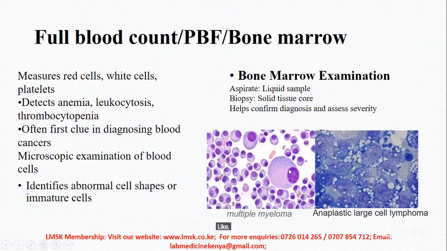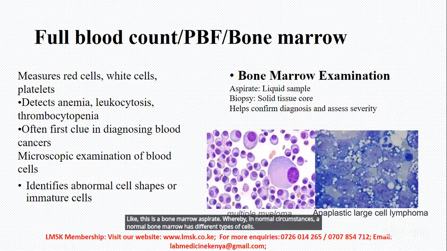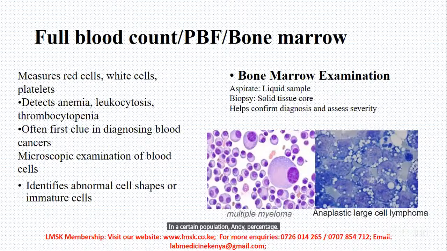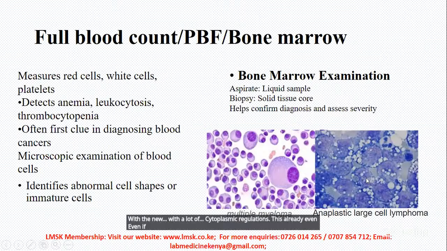Like this is a bone marrow aspirate, whereby in normal circumstances, a normal bone marrow has different types of cells in a certain population and percentage. But you find that in this bone marrow, everything is the same, it is uniform. All are plasma cells. This is already a sign of malignancy. Then on this one, we have very big cells, as you can see, with a lot of cytoplasmic vacuolations. Even if you have never done cytology or pathology, you will see them and you know there is something happening here.